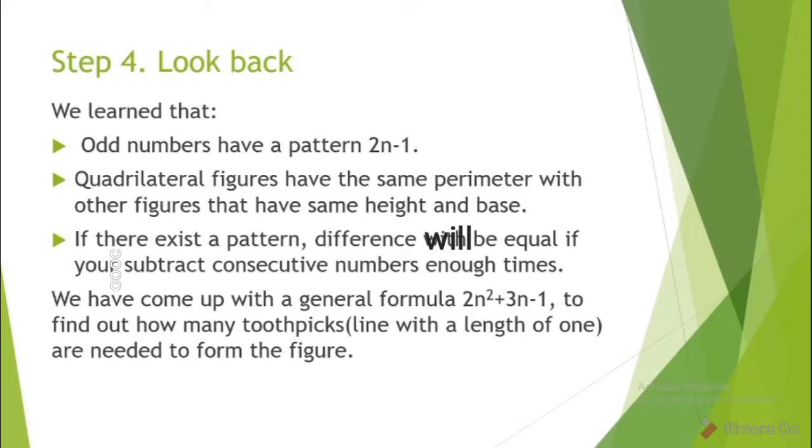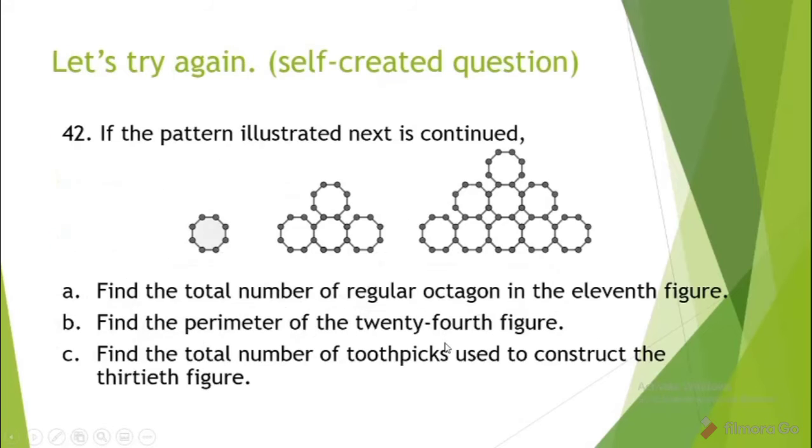And we have come up with a general formula, 2n squared plus 3n minus 1, to find out how many toothpicks or lines with a length of 1 are needed to form the figure. So, yan yung general formula natin kung hahanapin natin yung number of toothpicks. Now, let's try again sa question na ginawa ko. So, meron siyang resemblance or halos magkaparehas lang siya dun sa first question, of course. So, if the pattern is illustrated, next is continued.